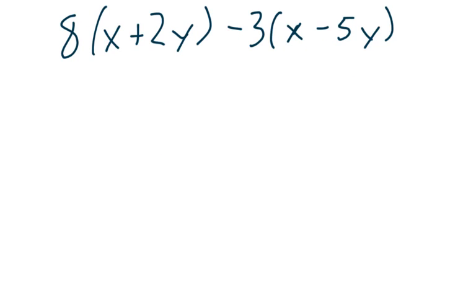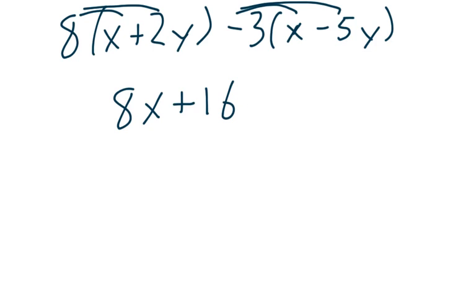And lastly, again, same thing, except we're going to distribute these values, like the 8 to everything here, and the negative 3 to everything there, before we actually start. So once we distribute, we'd have 8x plus 8 times 2 is 16y. We have negative 3 times x is minus 3x. Negative 3 times negative 5 would be plus. Negative times negative is a positive 15y.